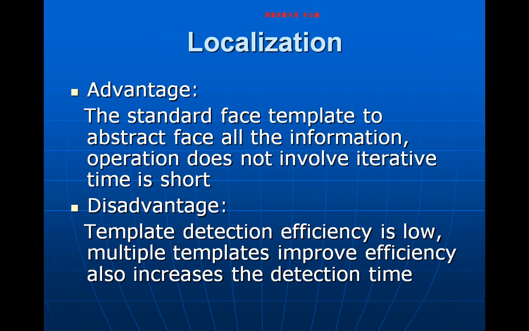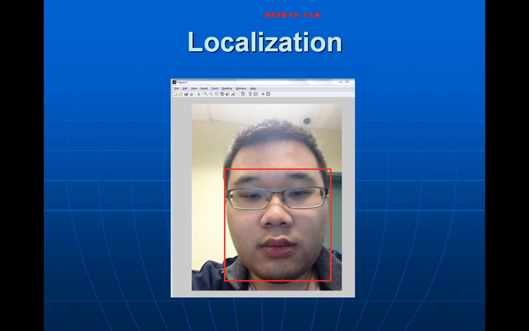Basically, from this algorithm, we have our advantages and disadvantages. The advantage is the standard face template to abstract the face. All the information operation does not involve literal detail, so the time is short. The disadvantage is that the template detection efficiency is relatively low. We have multiple templates to improve the efficiency, which also increases the detection time. As you can see from this picture, this is our face localization of an input picture. We will locate the important parts of the person's face.